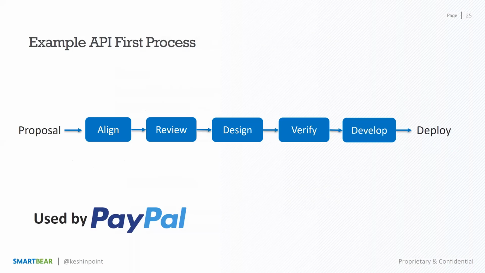So what do I mean as an example process, just to elaborate what I mean? This is something which is used by PayPal, right? So here, initially there's a proposal for what the API is supposed to be. Actually, I won't even use the word API. I think initially the proposal is for the business service.